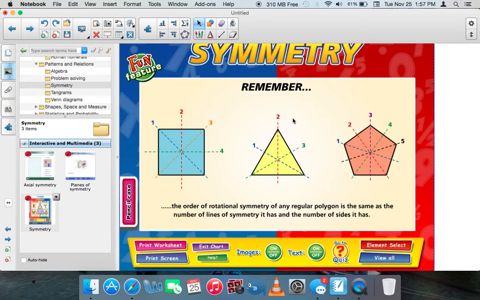Next shape we have is a triangle. A triangle has 3 lines of symmetry, and there's 3 sides to a triangle. Next we have a pentagon. There's 5 sides to a pentagon, and there's 5 lines of symmetry.